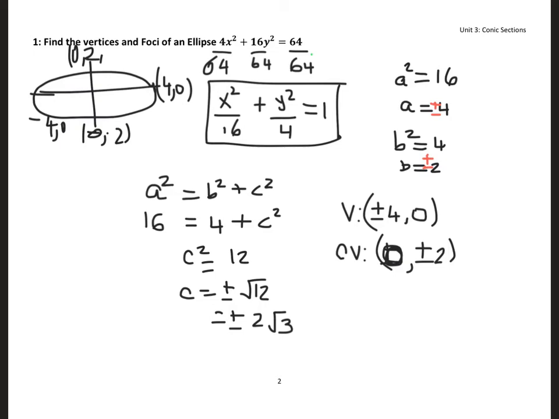Then write the focus. Forgot the focus here. The focus is going to be along the x-axis. So it's going to be plus or minus 2 square root of 3, 0. Okay, we go to the next one.